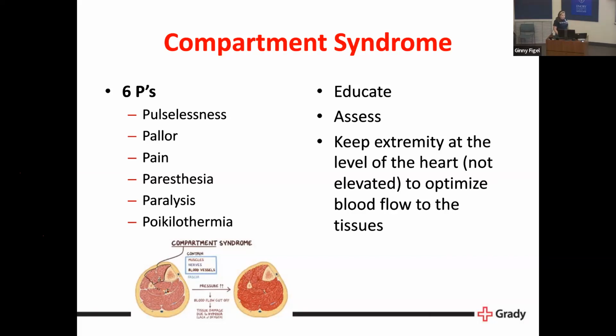And then if we're worried about compartment syndrome, we want to make sure that we are keeping the extremity at the level of the heart and not elevated to optimize the blood flow to those tissues. Okay, and then if we do have compartment syndrome, most likely they're going to end up getting a fasciotomy, right, where they're going to cut into the limb to release that pressure.